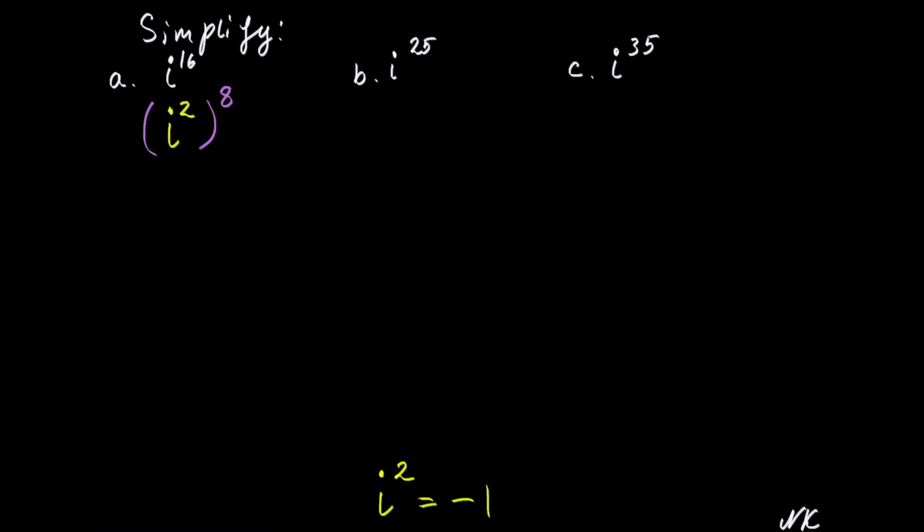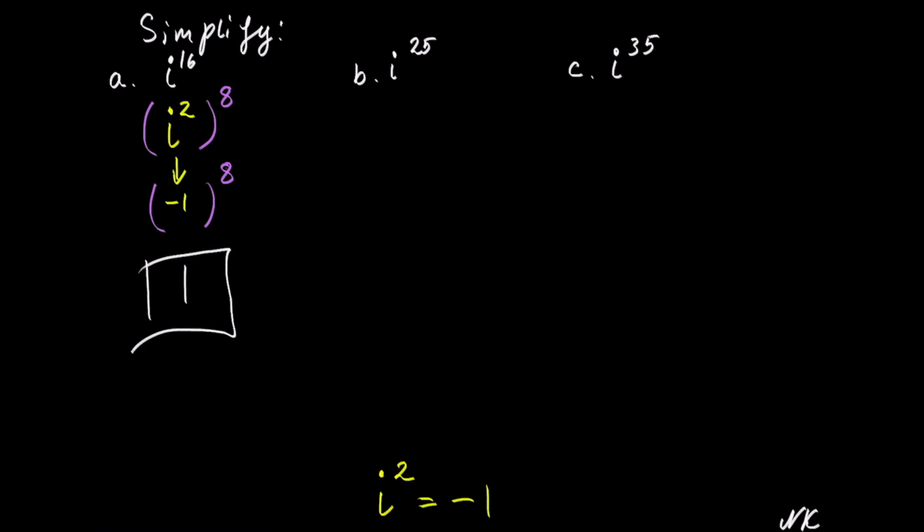Now we can rewrite i to the second as -1, so we have i squared is equal to -1. This leaves us with -1 raised to the 8th power. A negative number raised to an even power gives us a positive number, so -1 times itself 8 times will give us +1, so 1 is our solution for example A.